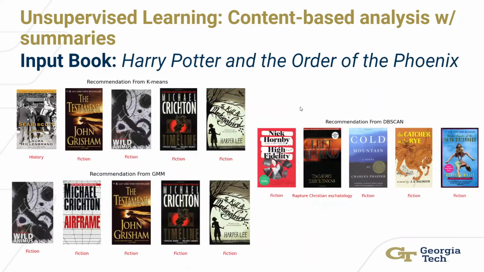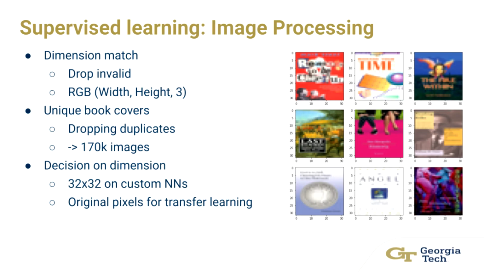We then randomly select 5 books from the same cluster as the input book. Here are example recommendations for a Harry Potter book generated by the 3 clustering methods.